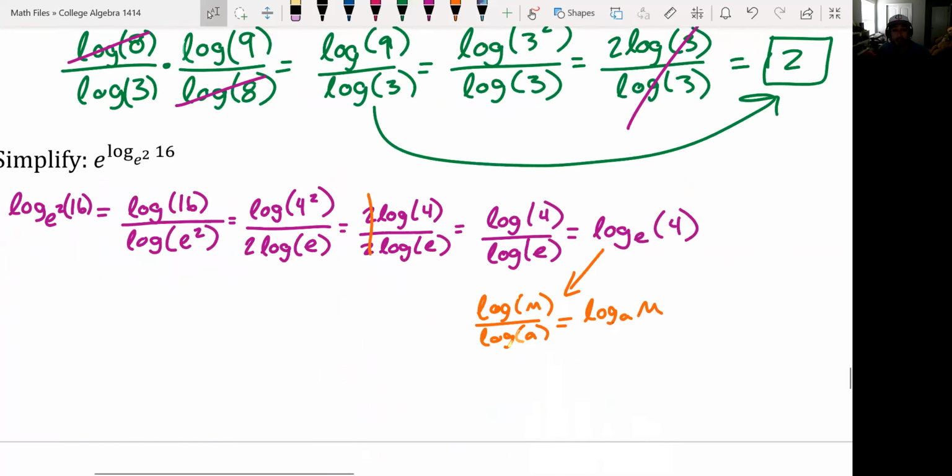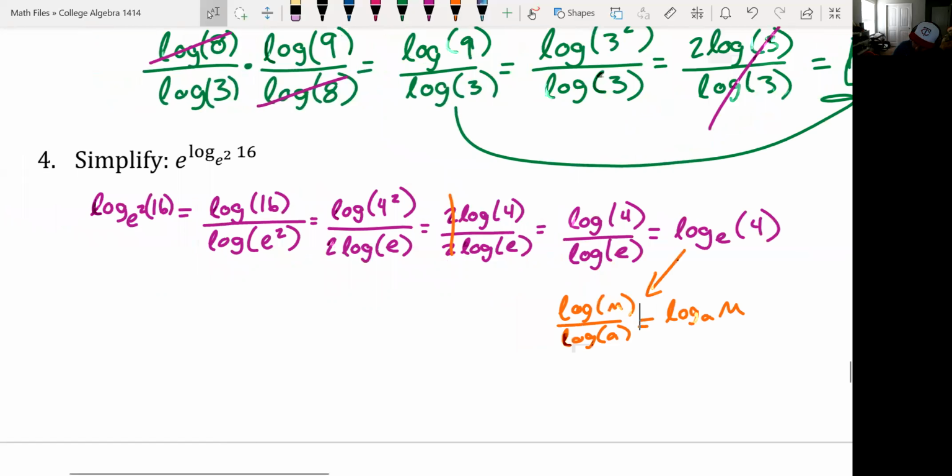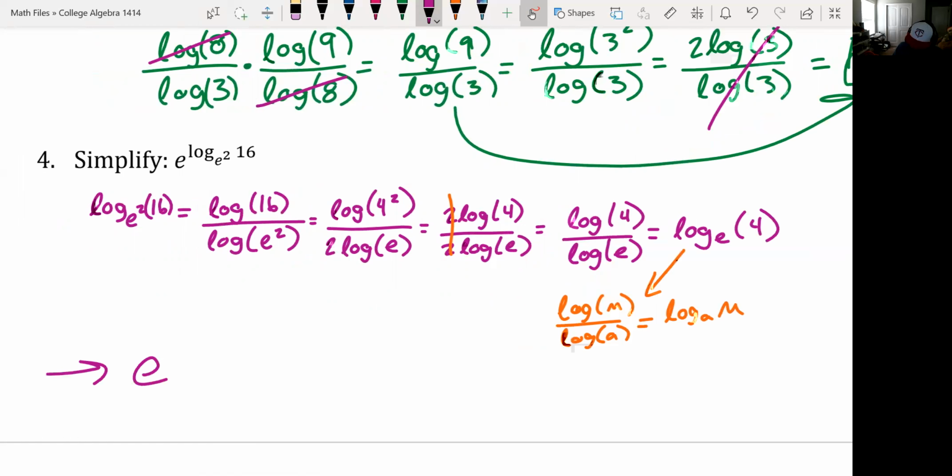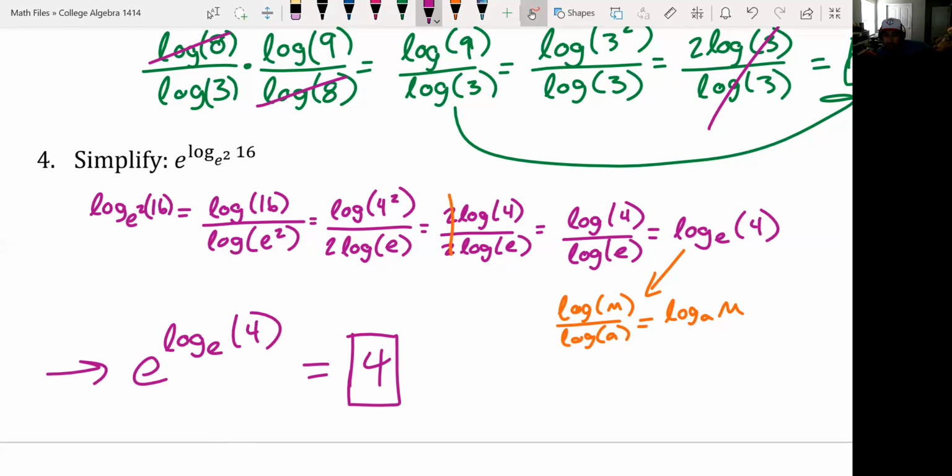All right, but we're not done because that was just the exponent. So now we come back to the original problem, and now you get e raised to the log base e of 4. And now we can use that property in the very beginning. This base is the same as that base, which means the bases will cancel and leave us with 4. Oh man, good times.